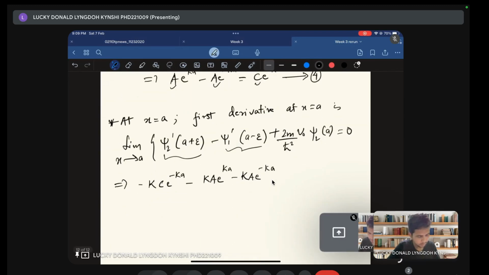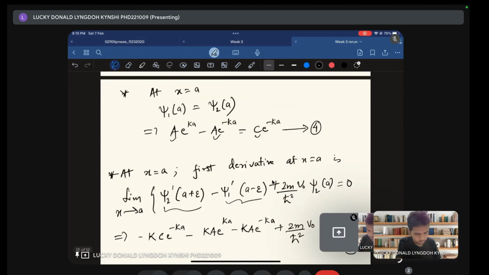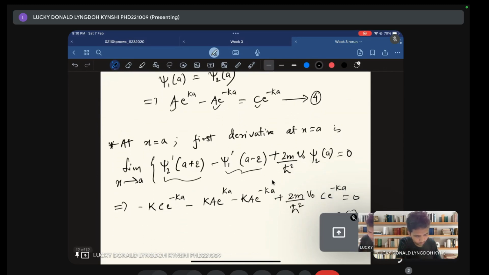Now plus again twice m divided by h cross square v naught psi2 of a. So instead of psi2, again you can put C e to the power minus ka, equal to 0. Let me name this as equation 5. Now you can use this equation, C is equal to A e to the power ka minus A e to the power minus ka. You can represent C e to the power minus ka with this term.